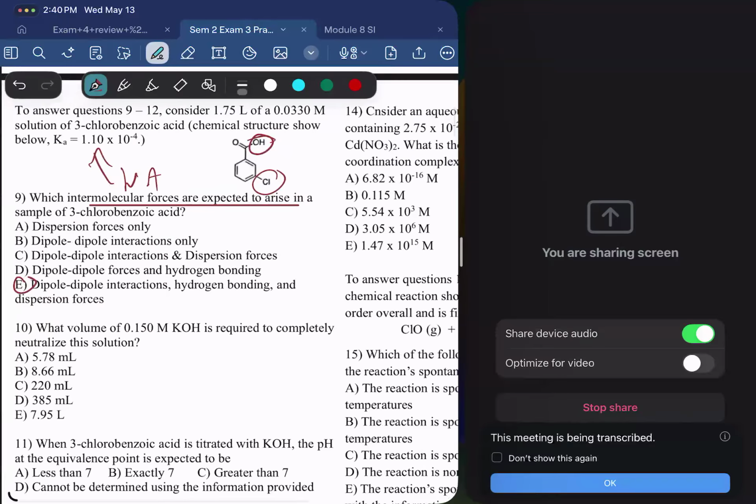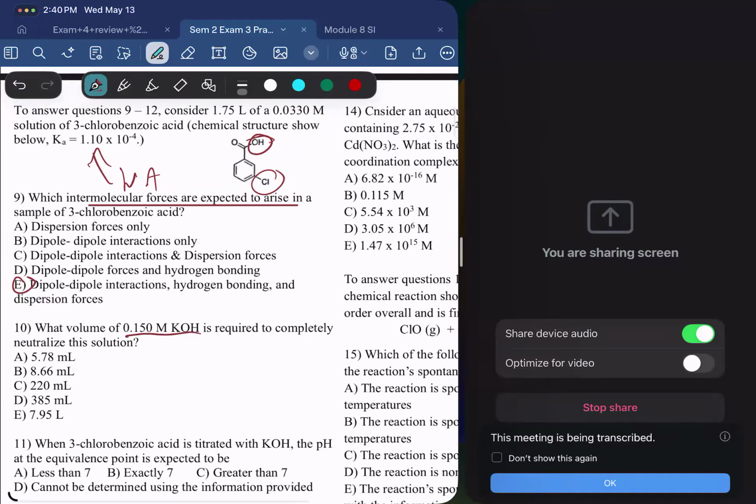What is the volume when this strong acid or strong base is reacted with this amount of acid?